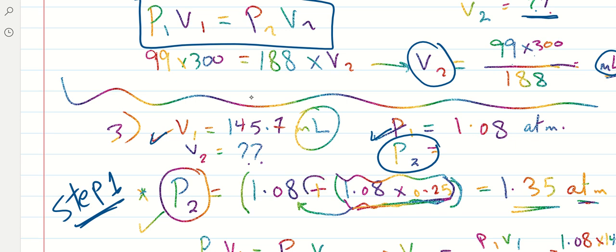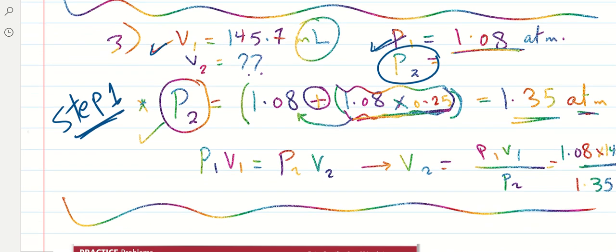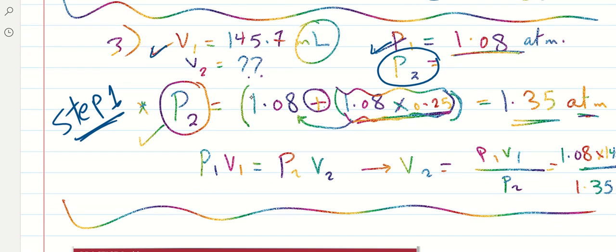How? They said increase, so I have to add P1, the initial pressure, plus the initial pressure multiplied by 25%, which is 0.25. Whenever you see a percentage, you have to convert it to a decimal. So let's calculate. It will be 1.35. You have P1, P2, and V1. Simple calculation to calculate V2.